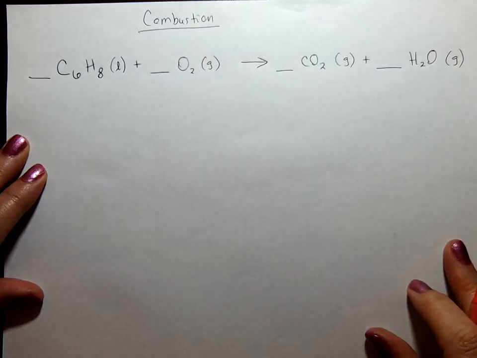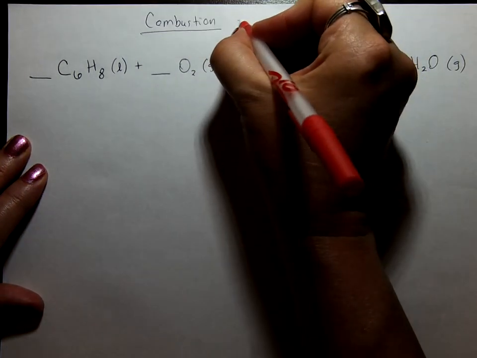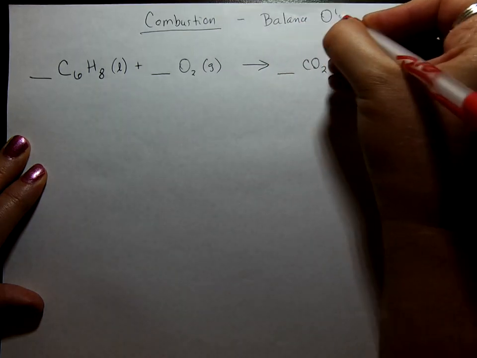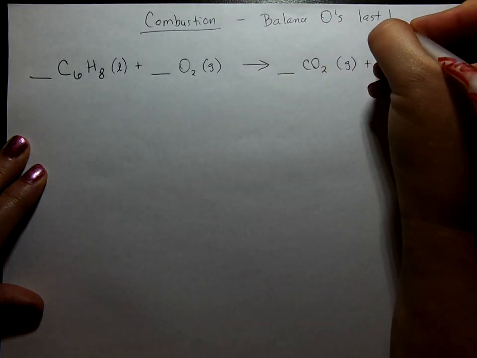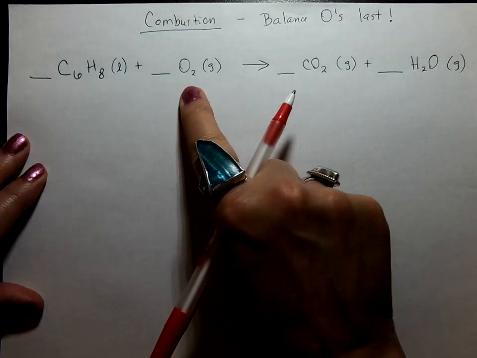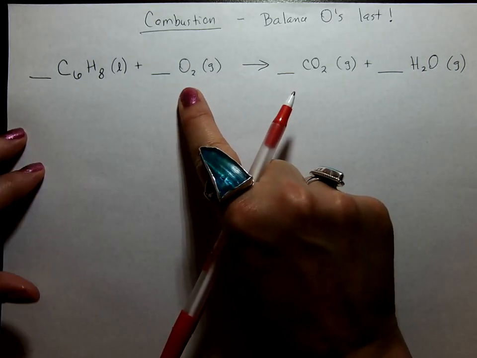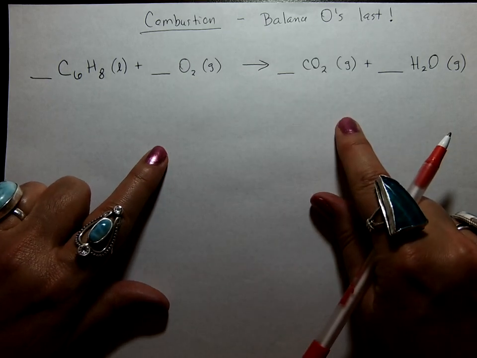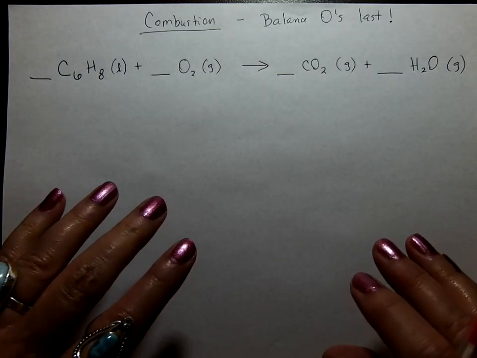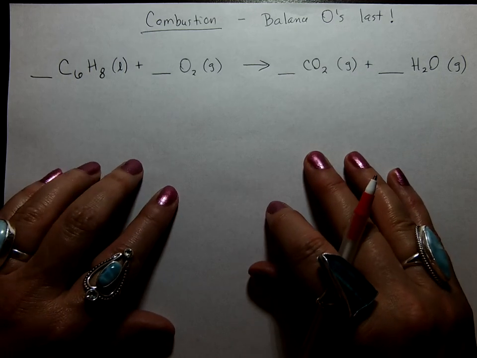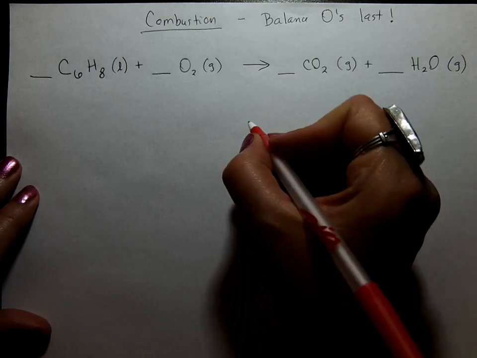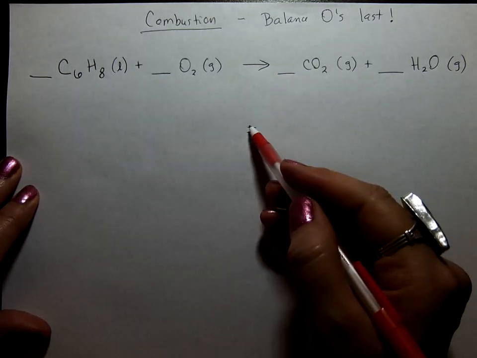Now there's a trick for combustion reactions, and that is we are going to balance the oxygens last. We do that because they're by themselves. Usually when there's an element by itself, it's easiest to do it last. So we're going to balance the oxygens last in combustion reactions. Remember, for any reaction, we need to have the same number of atoms on both sides. So I'm going to put an equals here under the arrow.